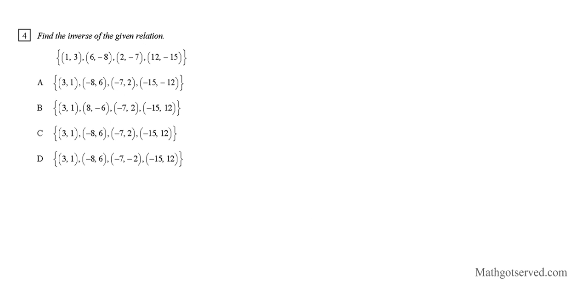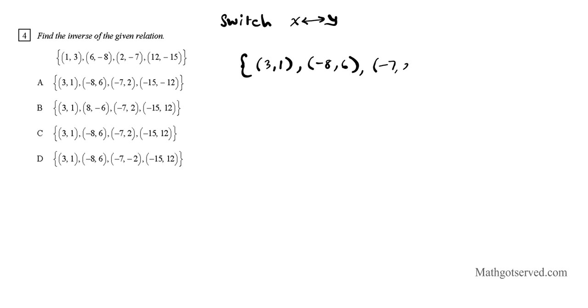Okay, number 4 says, find the inverse of the given relation. To find the inverse, we just switch x and y's, right? x for y, y for x. So 1, 3 becomes 3, 1. 6, 8 becomes 8, 6. 2, 7 becomes 7, 2. 12, 15 becomes 15, 12. All right, so which one matches this option?